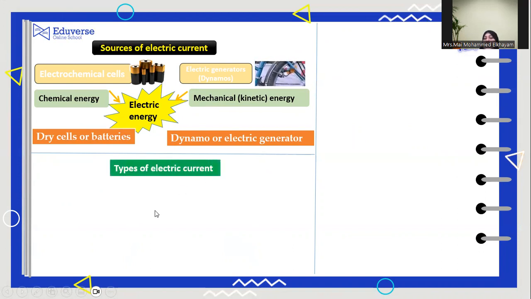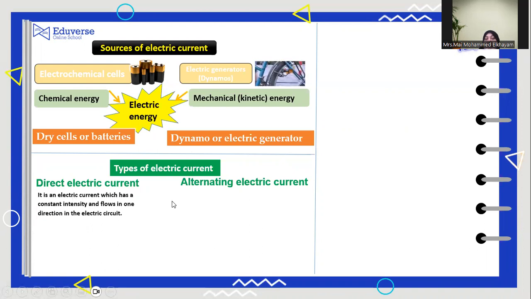Types of electric current. Direct electric current or alternating electric current. Direct electric current's source is the electrochemical cells, while the alternating electric current comes from electric generators. Let's define the direct electric current. It is an electric current which has constant intensity and flows in one direction in the electric circuit, while the alternating electric current is an electric current which has a variable intensity and flows in two opposite directions in the electric circuit.